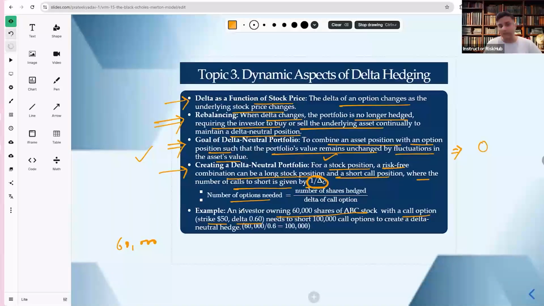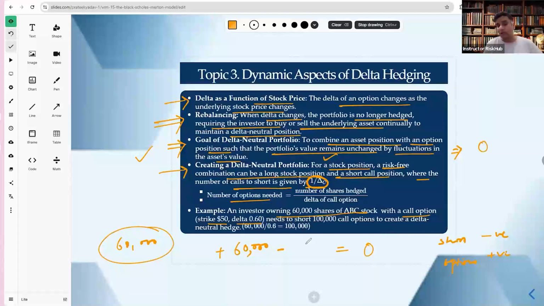The idea is very simple. Somebody is owning 60,000 shares. His delta is positive 60,000 because stock has positive delta. Now, what is our objective? We have to make it delta neutral. If our existing delta is positive, I need a negative thing. A negative thing will be short, so I need to short an option. Short is negative, call is positive, so this combination can make me negative. So I'll short a call option.